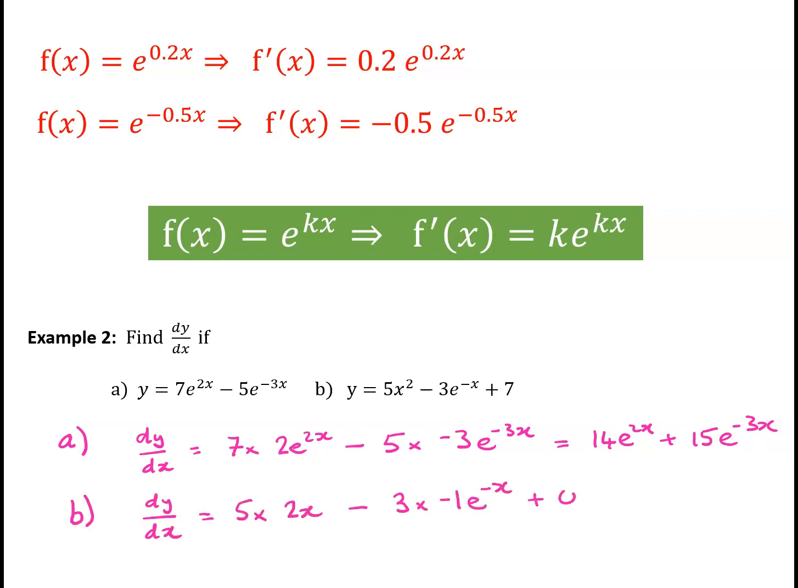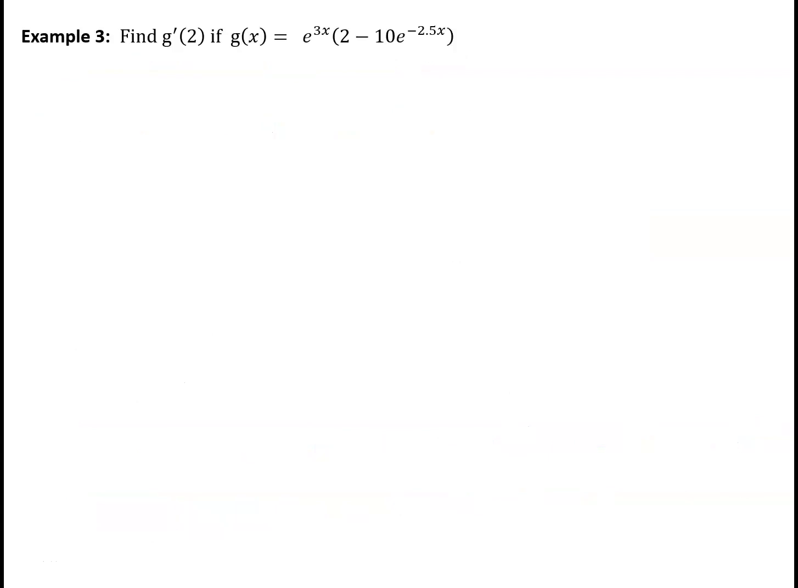Similarly for part B, dy by dx is going to be 5 times 2x minus 3 times minus e to the minus x plus nothing, because e to the minus x is just the same thing as e to the minus 1x, so the derivative of e to the minus x is going to be minus e to the minus x. Simplifying that expression, we get 10x plus 3e to the minus x.